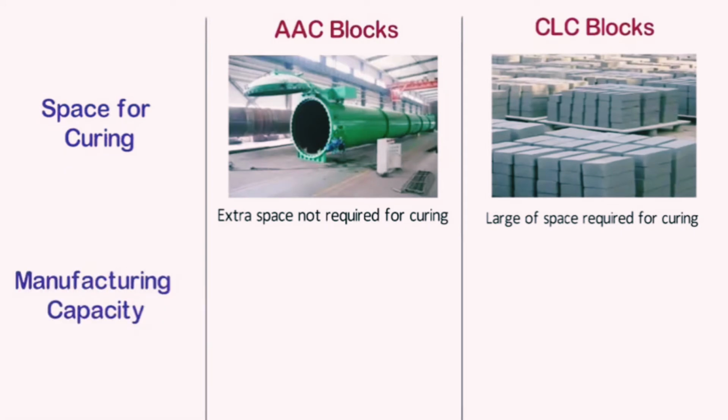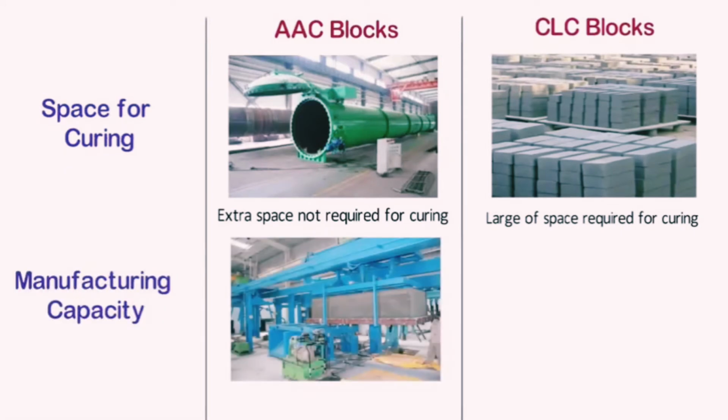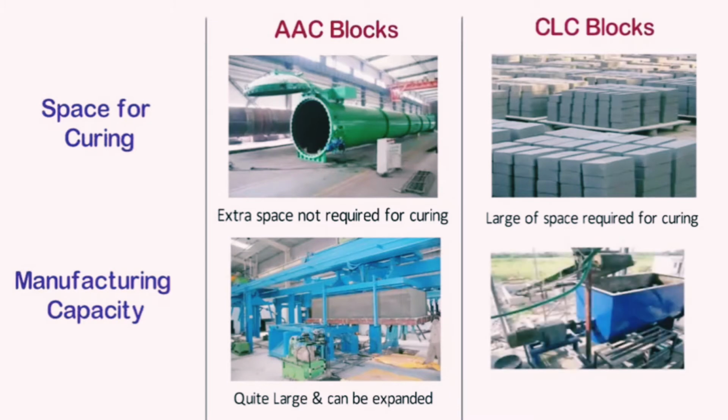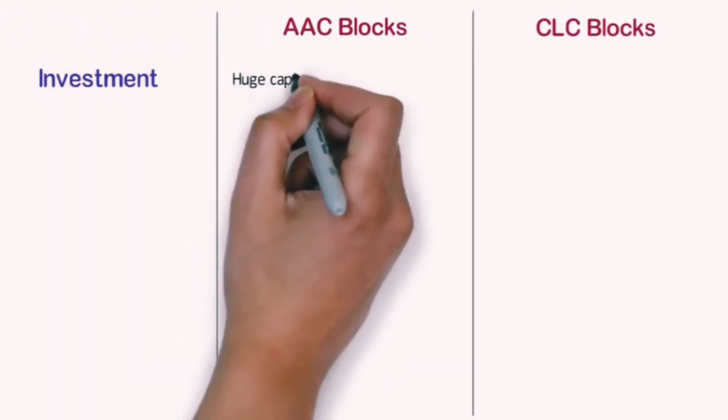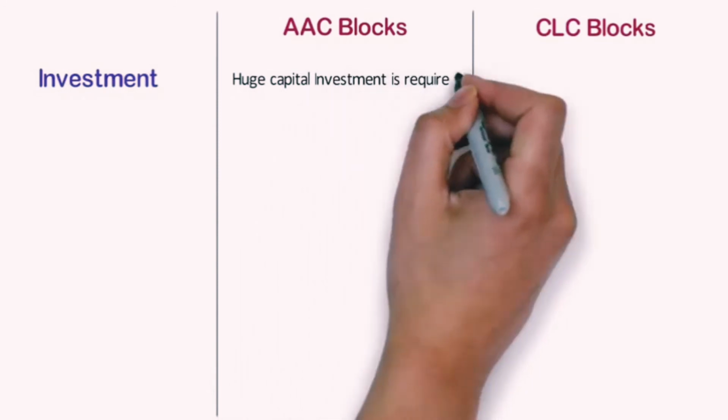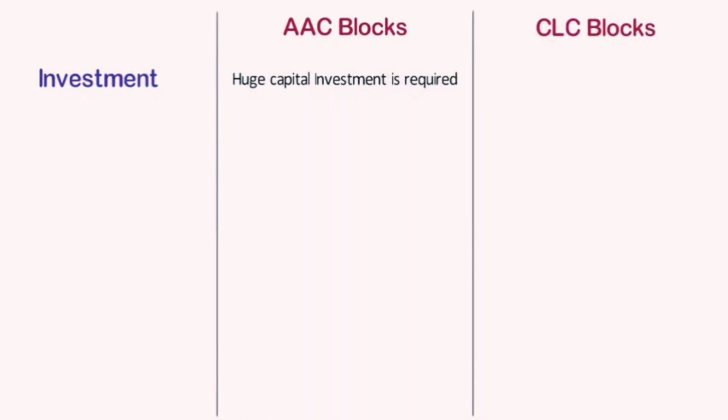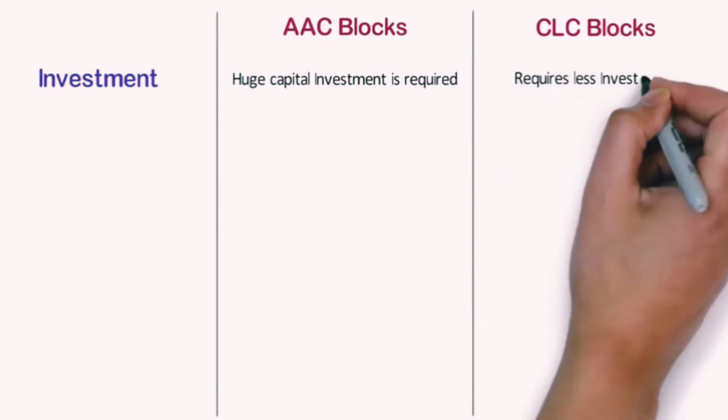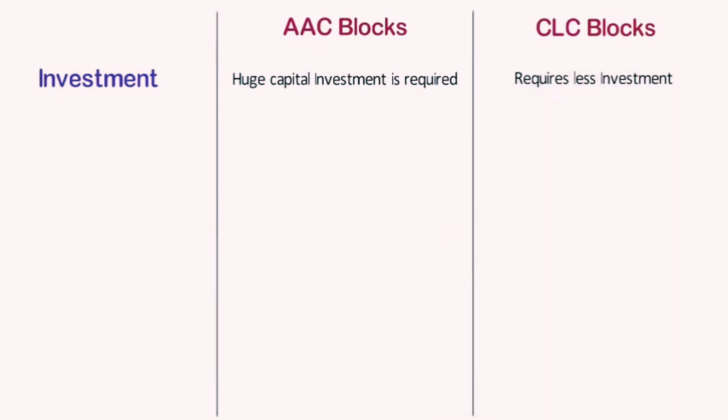Manufacturing capacity. Manufacturing capacity of AAC blocks is quite large. Also, it could be improved depending on the requirements of the customers. Whereas manufacturing capacity of CLC blocks is relatively less when we compare it with AAC blocks. Investment. Huge capital investment is required for setting up AAC blocks manufacturing plant. Whereas CLC manufacturing plant requires less investment as compared to AAC blocks manufacturing.